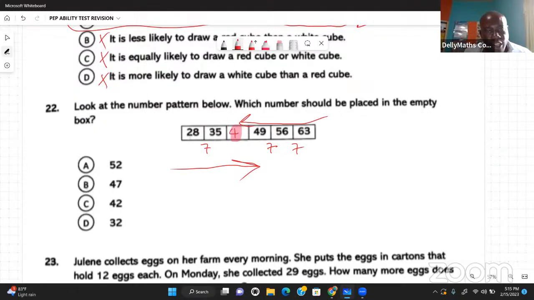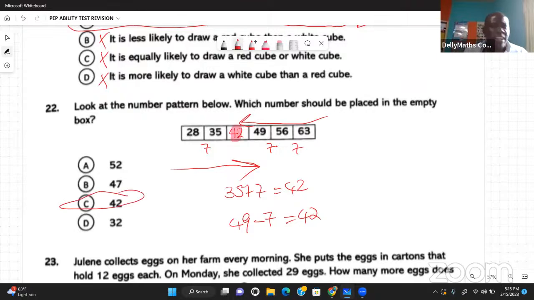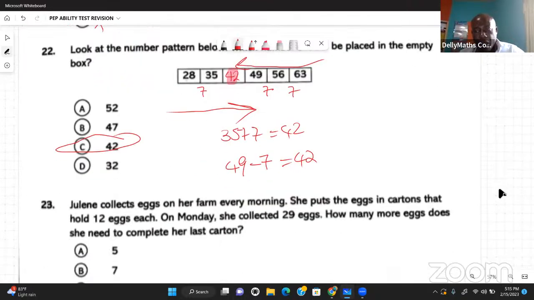So that means this is 42. If I say 35 plus 7, I get 42. If I say 49 minus 7, I still get 42. So it's up to us which direction we're going. The answer is 42. So you want to take your time and flow in the answers.